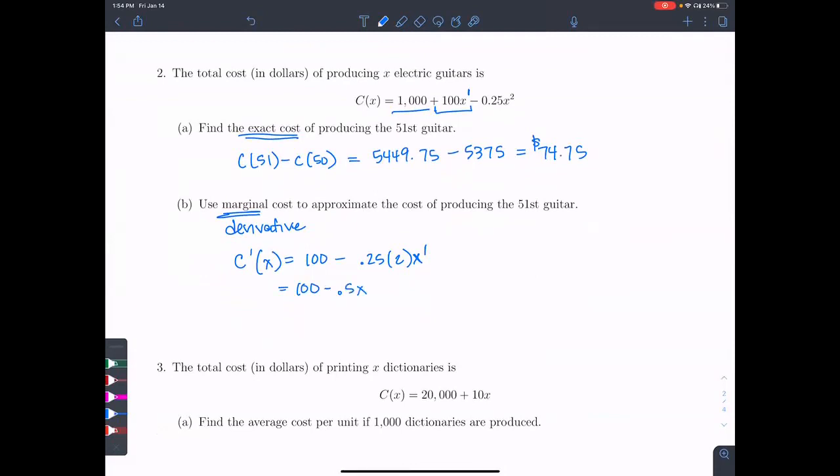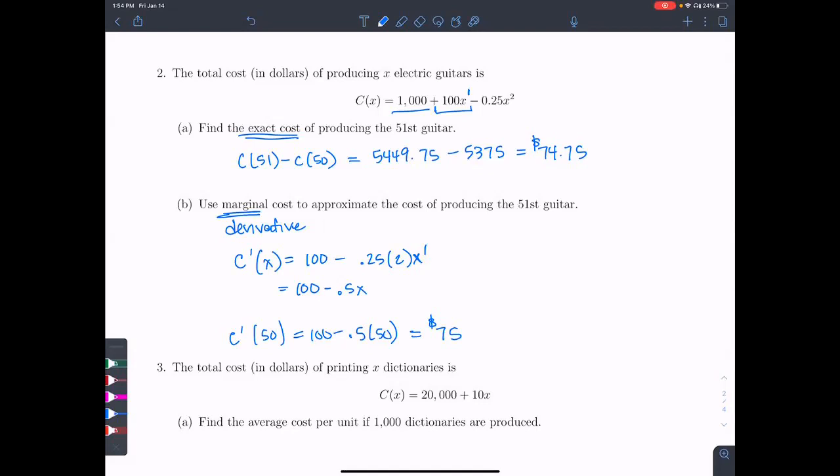We want to know what is C prime of 50, because that will approximate producing the very next guitar, which would be the 51st guitar. So 100 minus 0.5 times 50, and this is equal to $75, which is pretty darn close to $74.75.